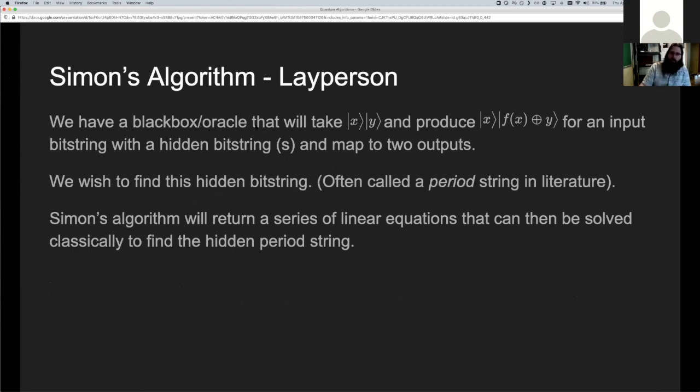So we have a black box oracle that takes x and y, and we produce x and then f(x) ⊕ y, for an input bit string and a hidden bit string, and we map it to 2 outputs. We're trying to find this hidden bit string known as s, but sometimes you'll see it called a or a period string in some of the literature. It really just depends on when it's written and who wrote it. And what Simon's algorithm actually returns is a series of linear equations that can then be solved classically to find the hidden period string.